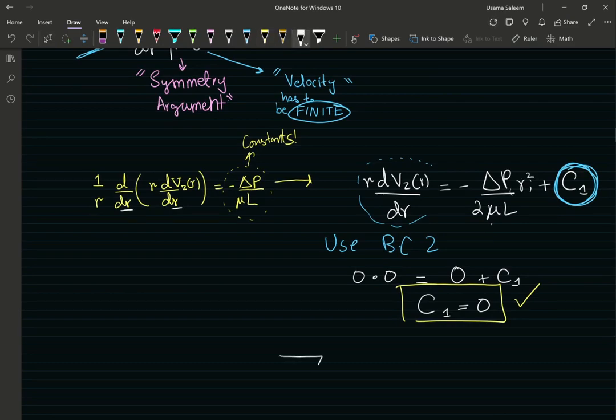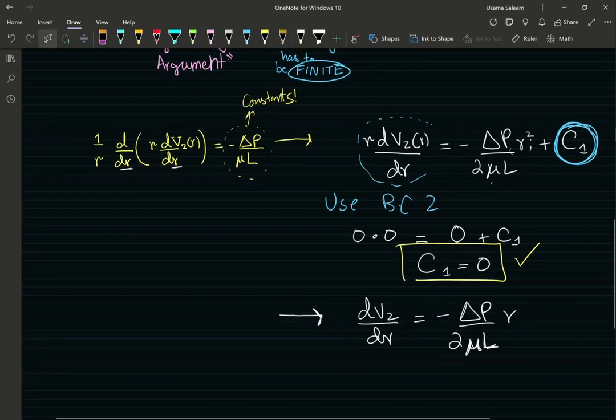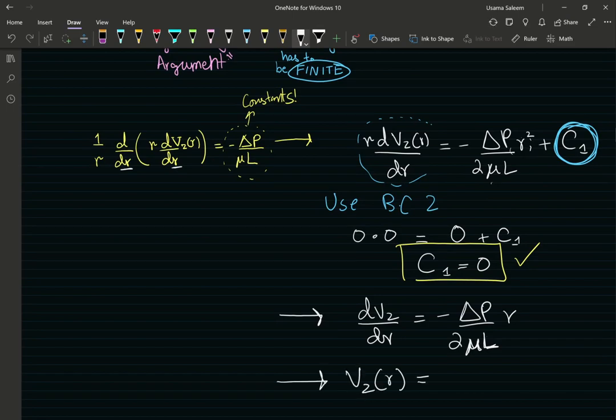All right, next up, dvz. All right, so this is just going to be equal to the negative pressure drop over 2 mu L, times r. Here delta P is the pressure drop, L is the length of the pipe, by the way, and mu is the viscosity, for those of you who are curious. And now we're going to integrate one more time to get Vz. This is my velocity profile. Negative delta P over 4 mu L times r squared.